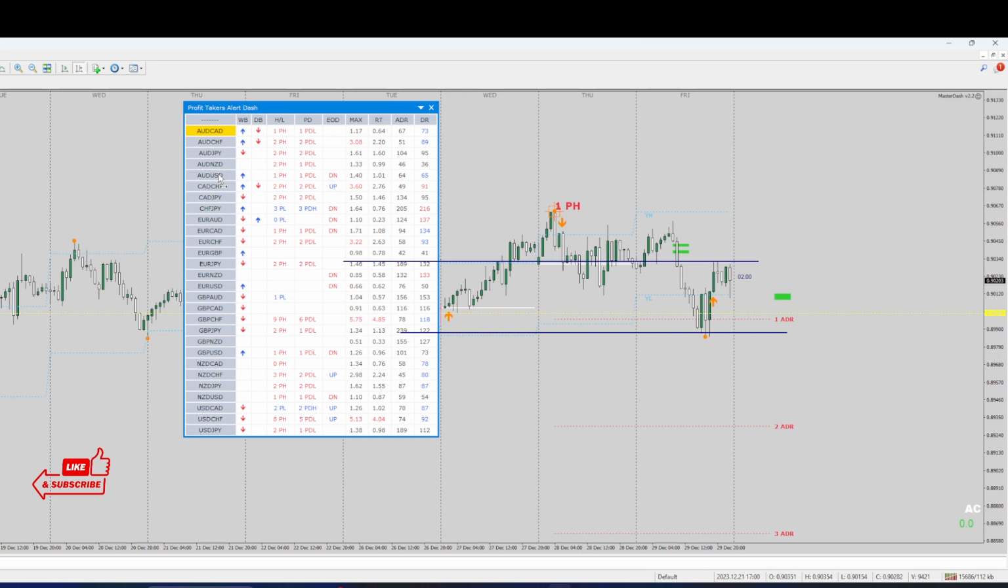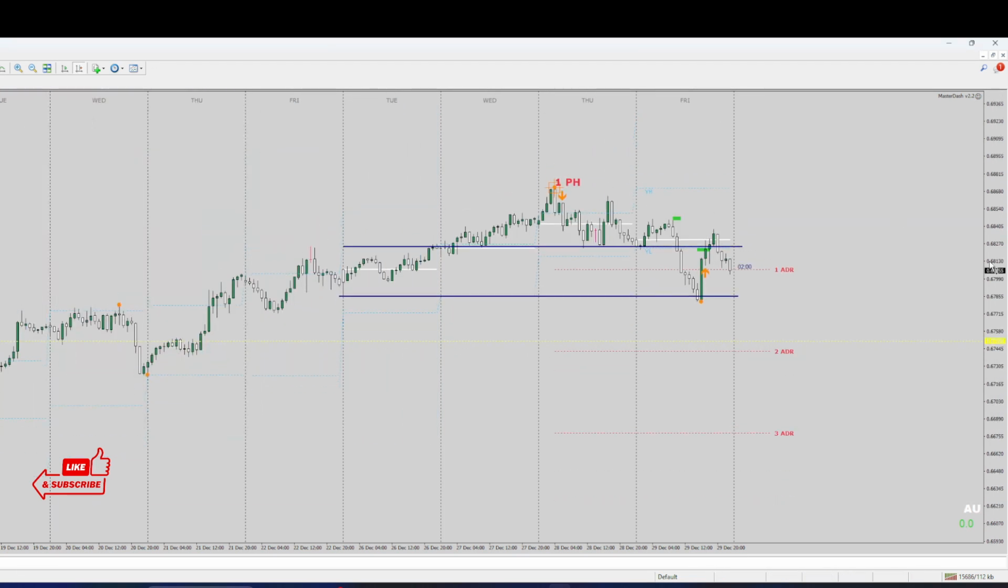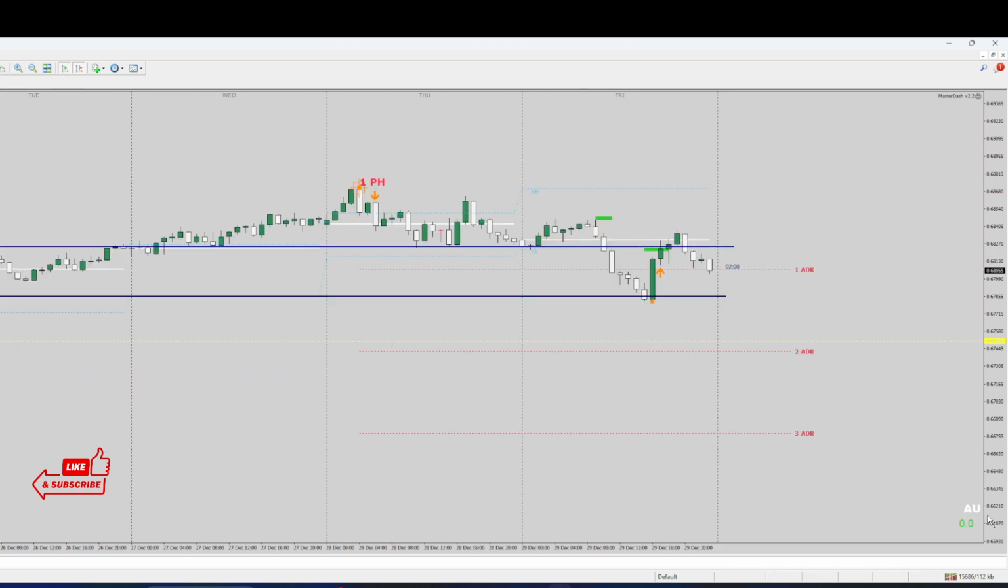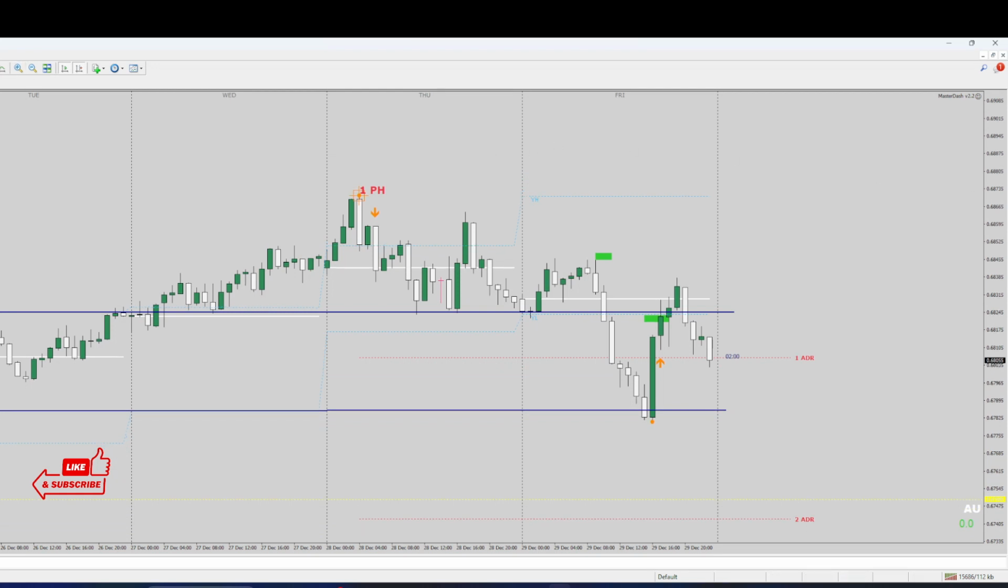We're going to go to AU. We had another one here. Same thing. All right. We're going to take our measurement from the high to the yesterday's high and low. We're going to note our target.